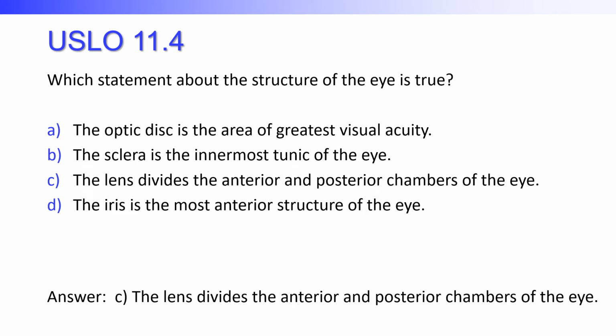So let's look at each one of these. So the optic disc, is it the area of greatest visual acuity? No, it's our blind spot. We have no vision there. What about the sclera? What layer of the eye is it? Well, it's the outermost layer. Who's the innermost? Hopefully you said the retina. And the iris, is it the most anterior structure of the eye? No, that would be the cornea.